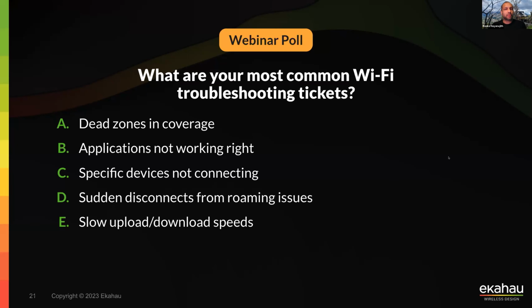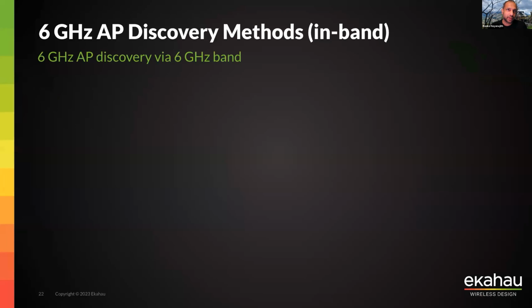Yeah, so now we are going to move on to the other discovery mechanisms. But keep in mind, this will only come into play if you have a 6 GHz only deployment, where you want your client to discover using the 6 GHz band. It may not be the case in most production deployments, but you can fall into that requirement. So let's look at what those in-band discovery mechanisms are.